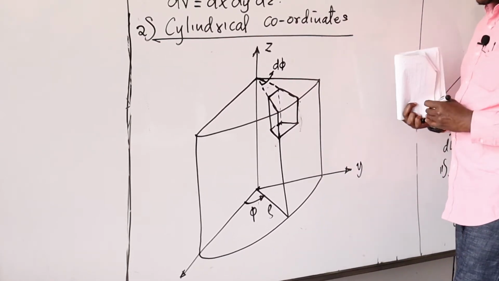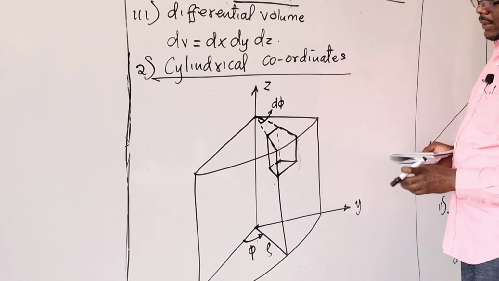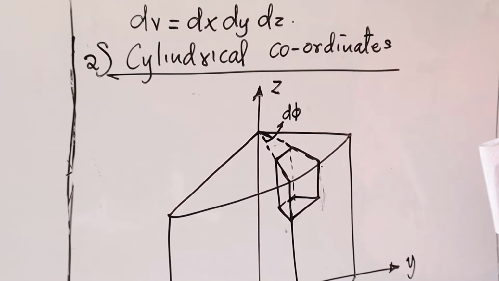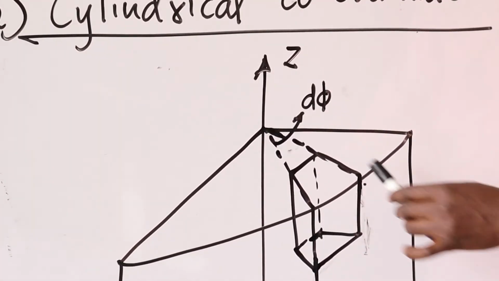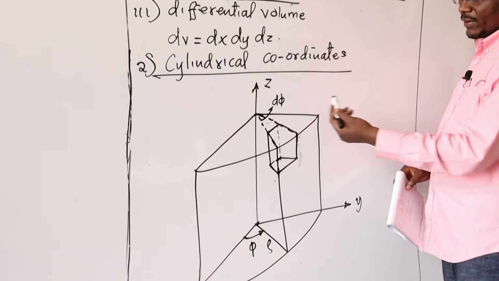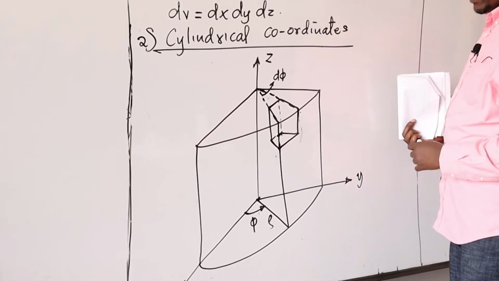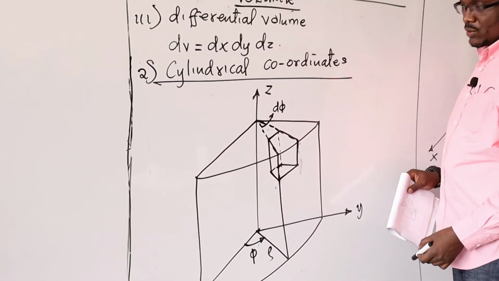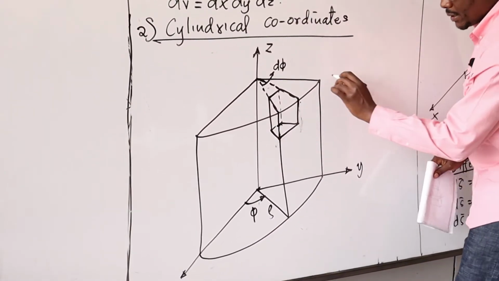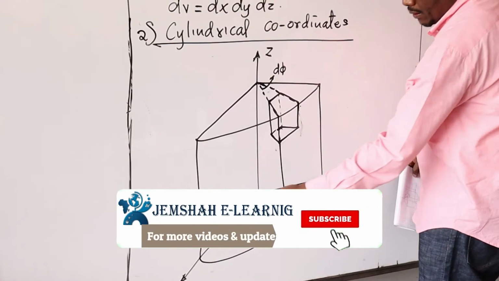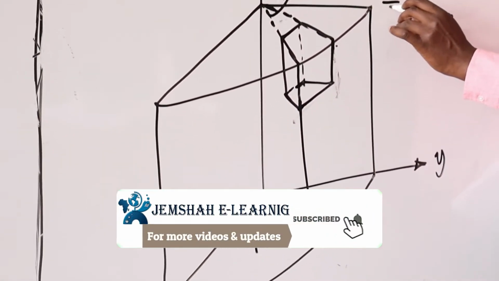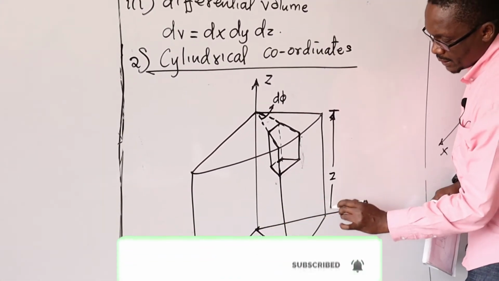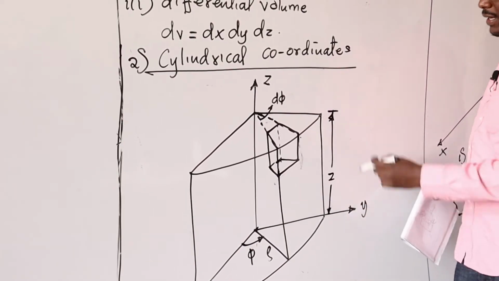So we have our drawing, a cylinder with a small volume here, a differential volume. Now we want to mark our lengths first so that we can find our differential length, area, and volume. If this is my radius rho, and we have our angle phi, and we also have the height of the cylinder indicated as z, that is the height of our cylinder.